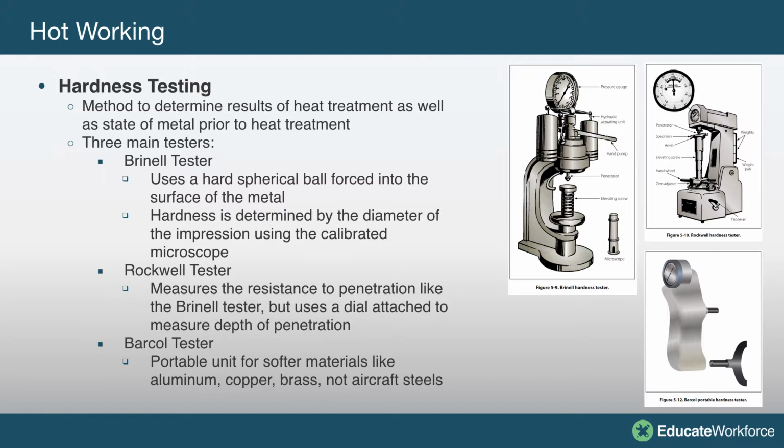The Barcol tester is a portable unit for softer materials like aluminum, brass, and copper. And again, this is going to just measure the hardness of the metal, how hard it is. How did our hardness process work? Did we meet the requirements we needed?